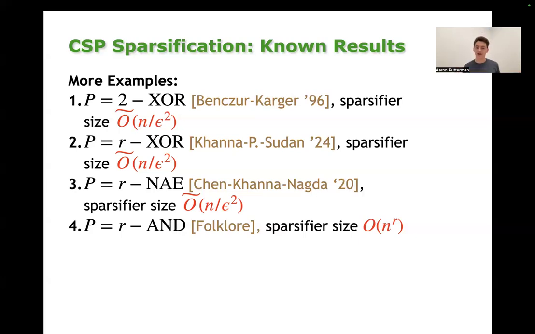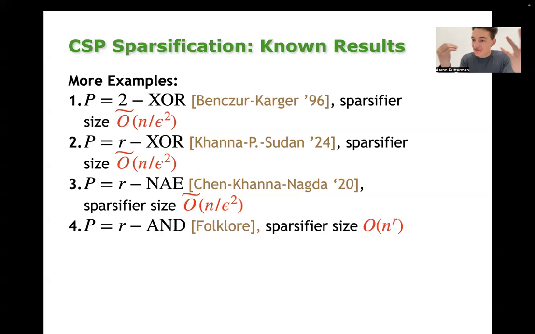In a different line of work, people have studied hypergraph sparsification. And it turns out here the underlying predicate is something called the not-all-equal function. And so one way to talk about hypergraph sparsification, where we now know these near-linear size hypergraph sparsifiers, is to say that for this R not-all-equal function, we indeed know CSP sparsifiers of size Õ(n/ε²).